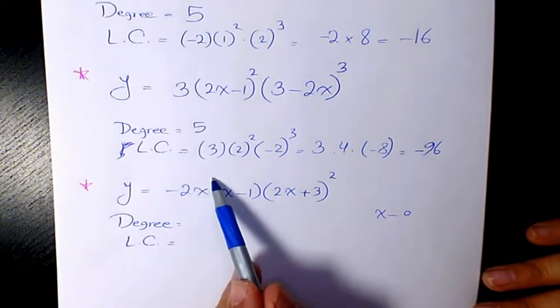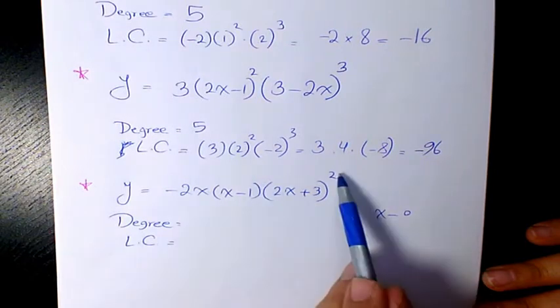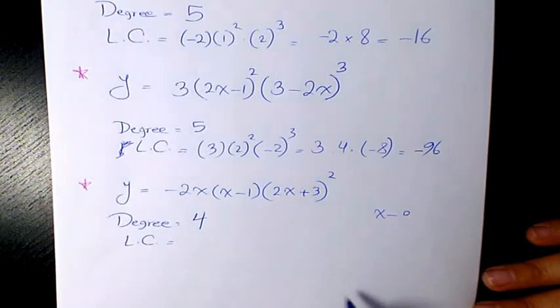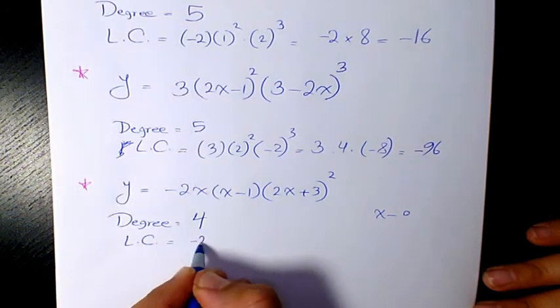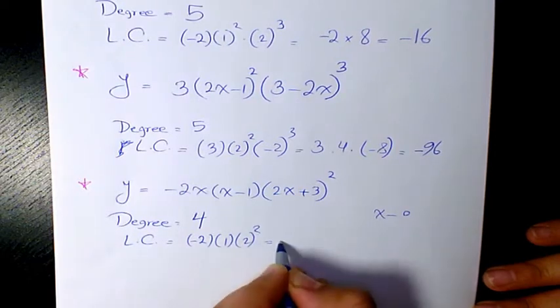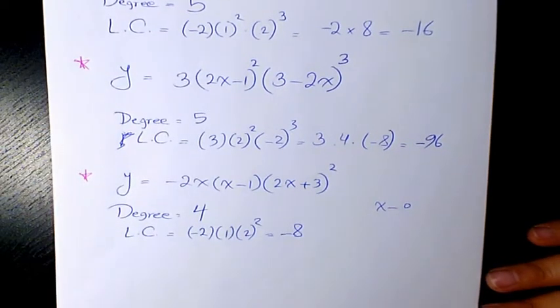So that's why you just see it as x. So the degree of this part is 1, degree of this part is 1, this one is 2. So 1 plus 1 plus 2 is going to be 4. Now what is the LC? It's going to be negative 2 times 1 times 2 squared, which is negative 8.